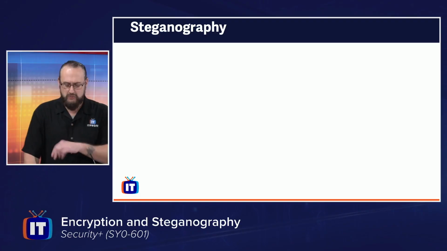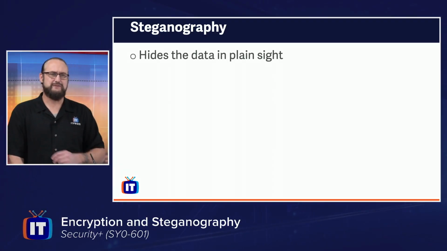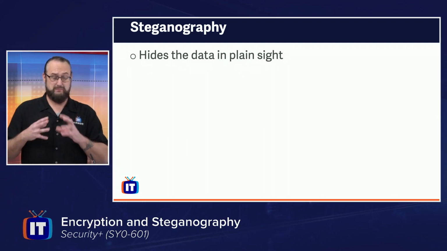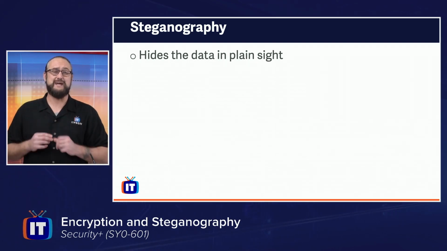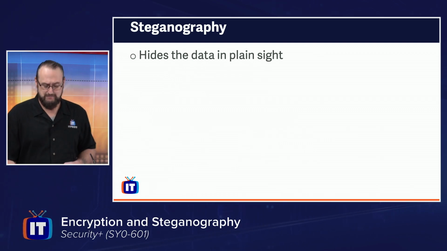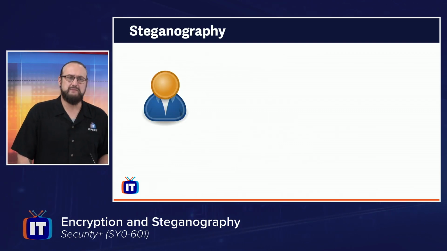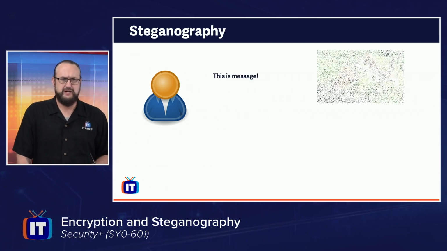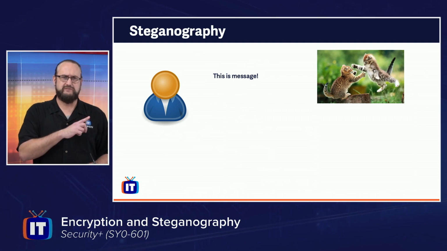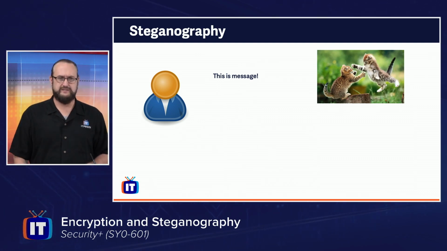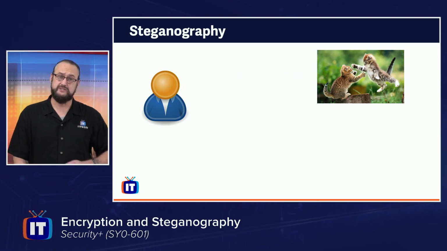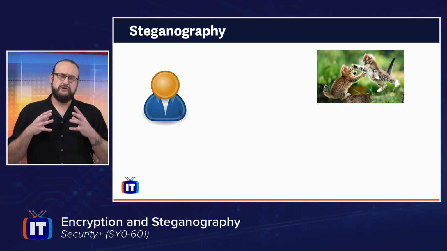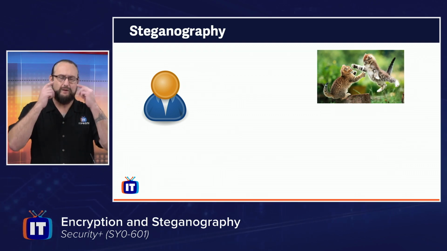Well, this doesn't encrypt the message at all, but it hides the fact that the data's even there. It hides it in plain sight. And that's important. Let me give you an example, just a high-level overview. So here's my message. If we take this message, and of course we've got this lovely picture of cute little kittens, and we embed that message into the image, your eye cannot pick up on the fact that the message is there.